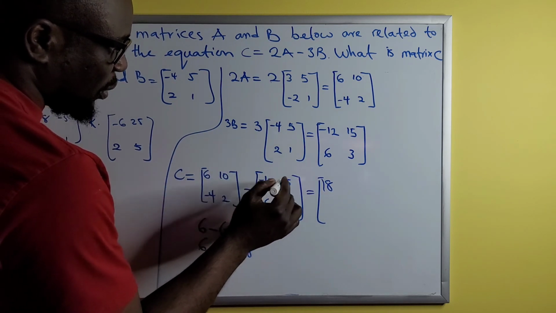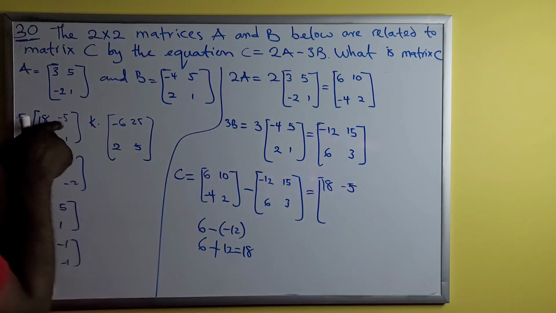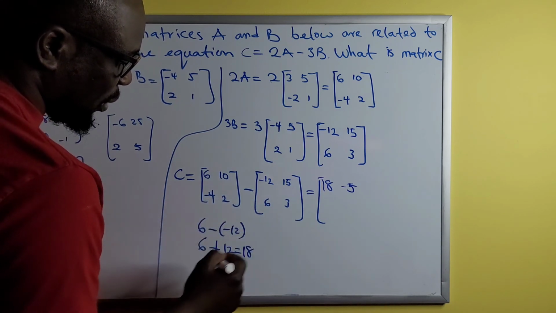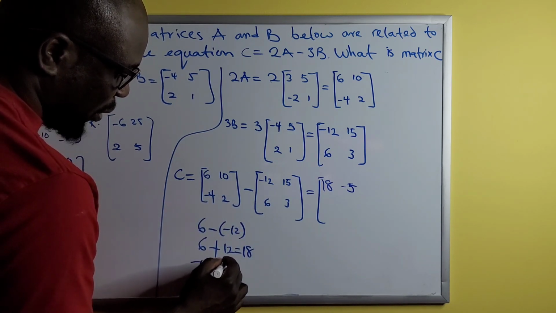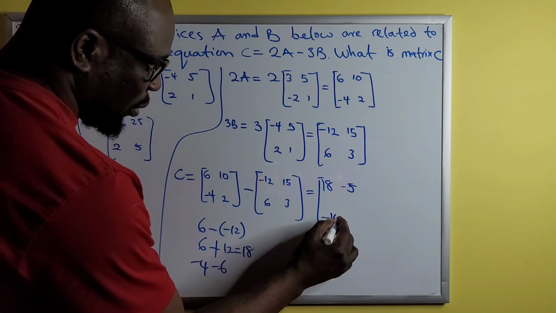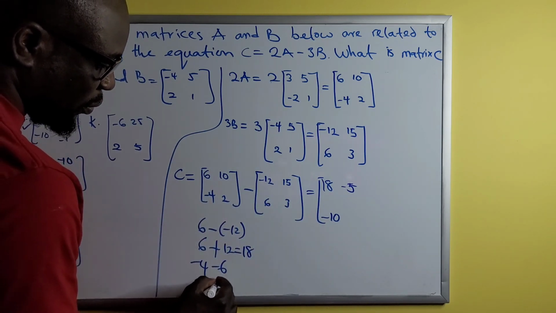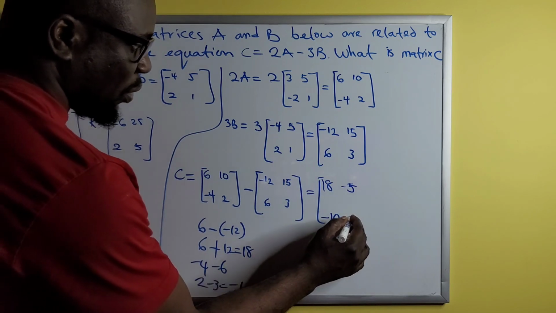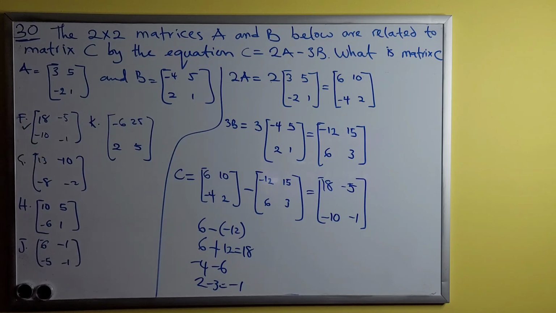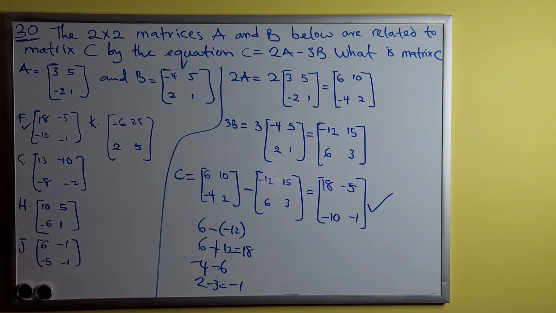10 minus 15 is minus 5. So you have minus 5 right here. And you can see it's correlating, right? You have minus 4 minus 6, that'll give you minus 10 right there. And then you also have 2 minus 3. That'll give you minus 1. So your answer is 18, minus 5, minus 10, minus 1. So we know we're right. So your option is option F.